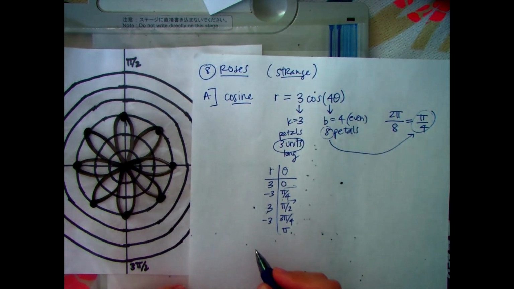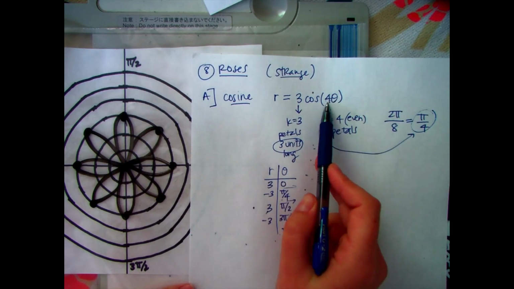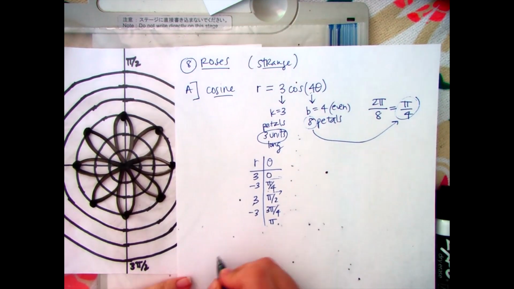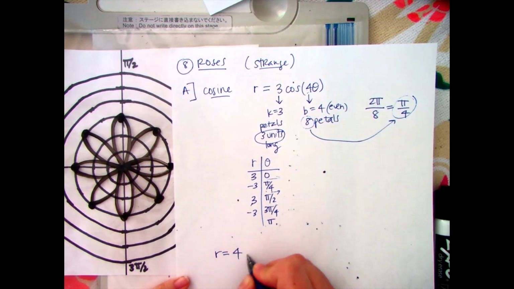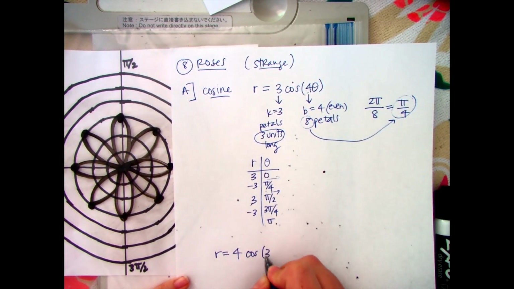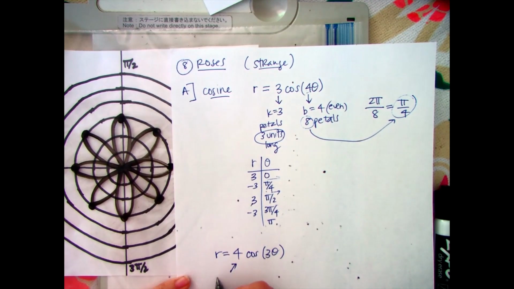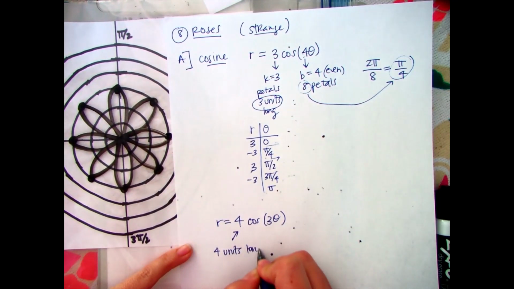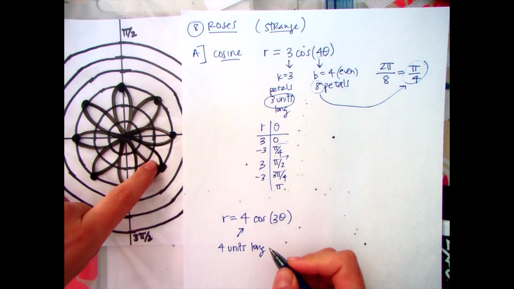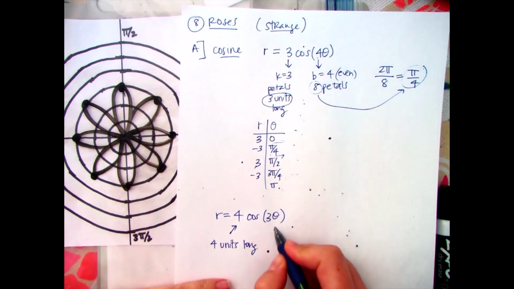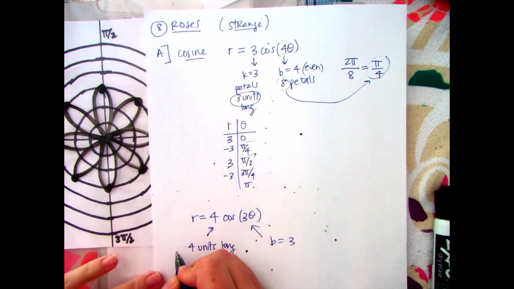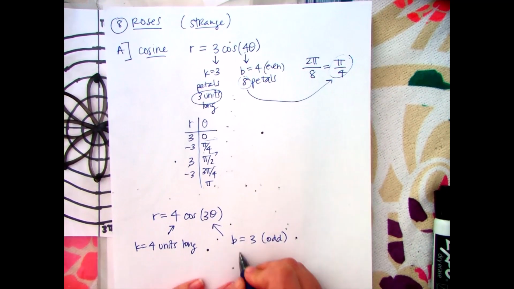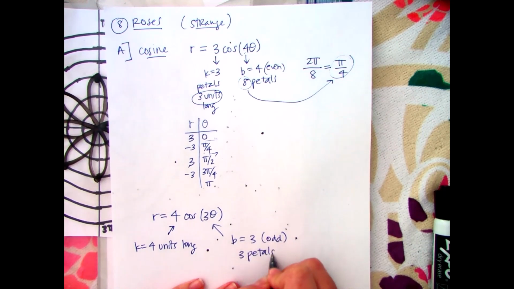Alright, so now let me show you a rose that has an odd b value. So r equals, I'm just going to swap them, 4 cosine of 3 theta. So now our petals are 4 units long, which just means I'm going out to 4 instead of to 3 like I did here. And b is 3. Let me just label that. b is 3. 3 is an odd number in case you didn't know, meaning this graph only has 3 petals.